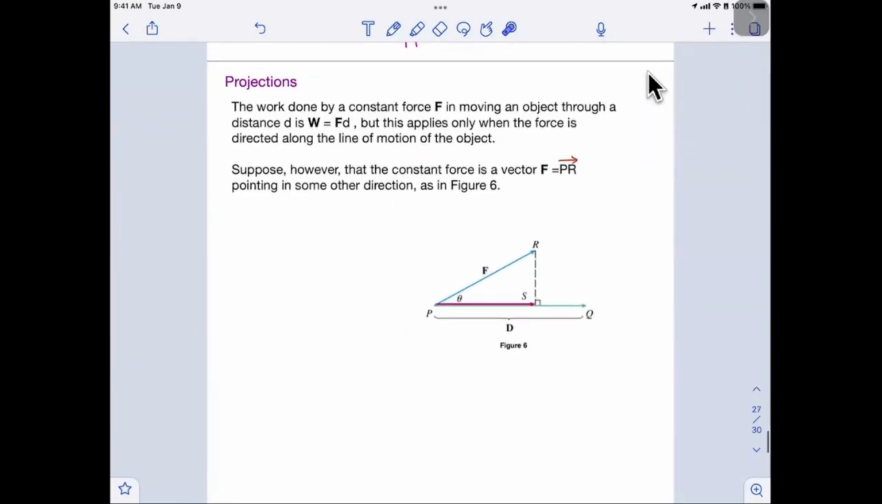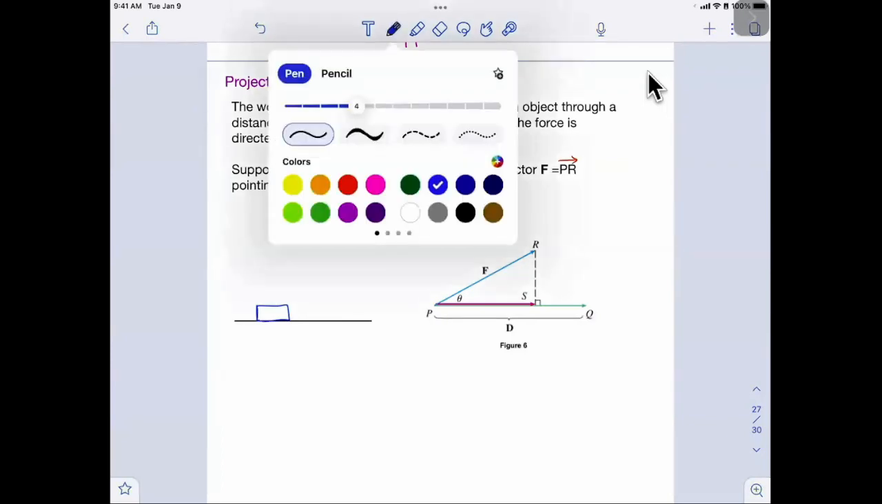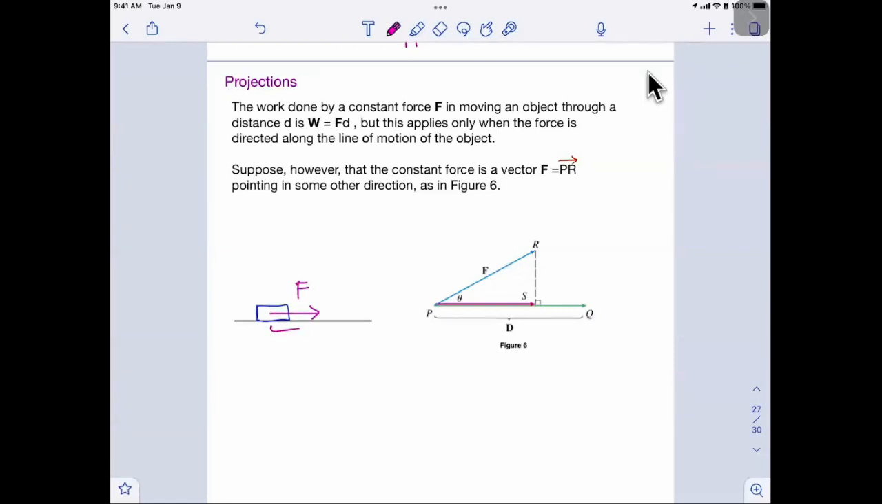Okay, finally, now it's something related to physics. In physics, the work done by a constant force in moving an object through a distance d is work equal to force times distance, right? Force times the displacement, right? But this applies only when the force is directed along the line of motion of the object. So which means, for example, like this, you have this object over here, right? And then the force goes in the same direction, moving a distance of d, then work is equal to force times the distance.